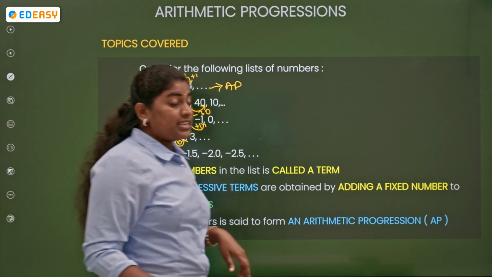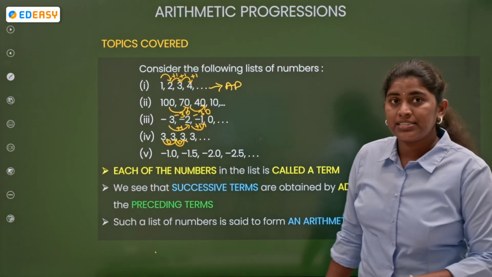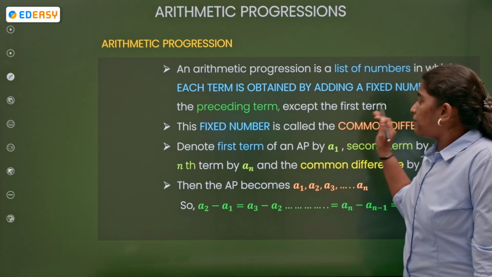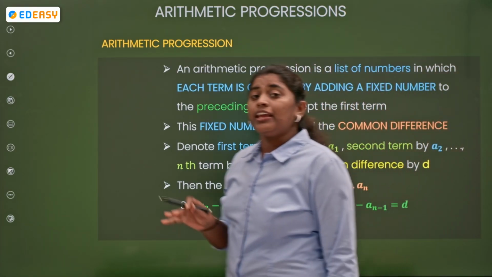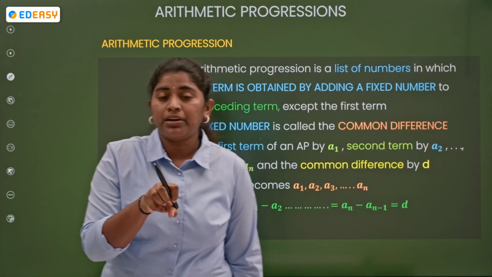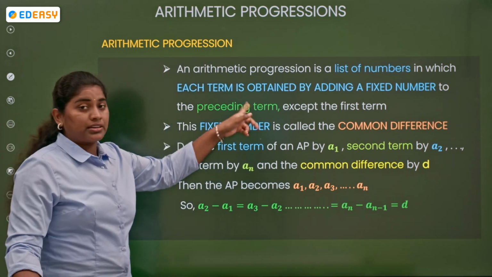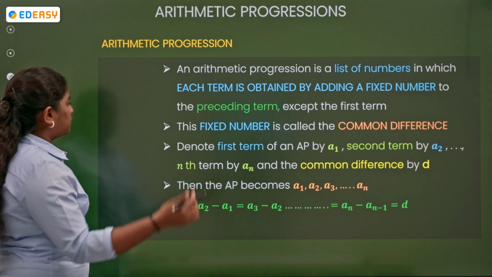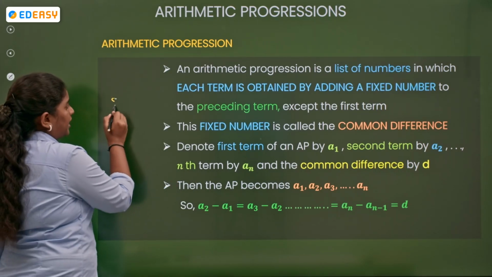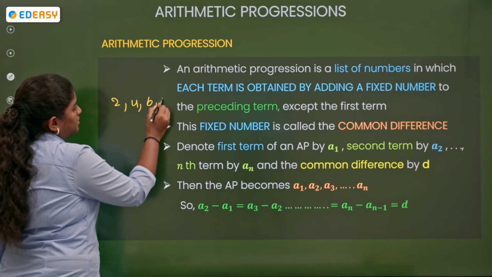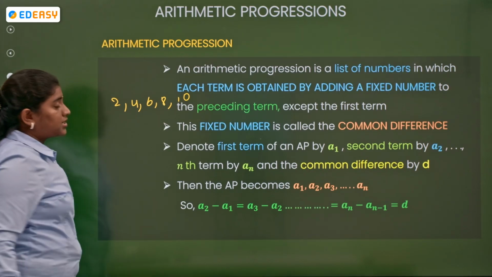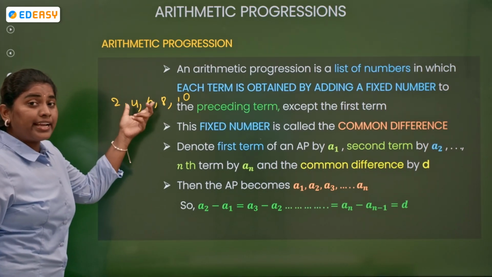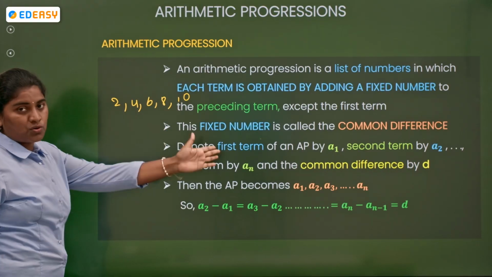Now, let's see what an arithmetic progression is. An arithmetic progression is obtained by adding a constant, a fixed number, to the preceding number, the previous number. For example, if I take 2, 4, 6, 8, 10, then 2 is my first term, 4 is my second term, 6 is the third term, 8 is the fourth term, and so on.